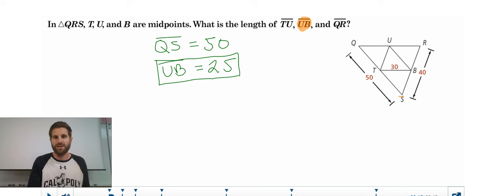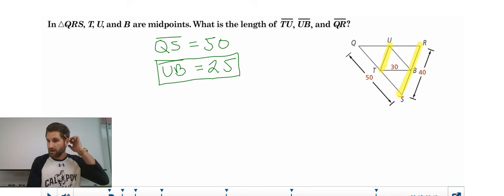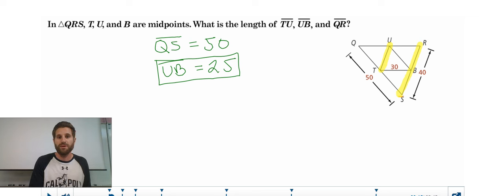Let's take a look at the next one, and we'll do a different color here. We want to find TU. TU is this segment here, and it matches with this piece right there. So we know that RS is 40, so TU is going to be half of that. So that means TU will be half of 40, so it's going to be 20.